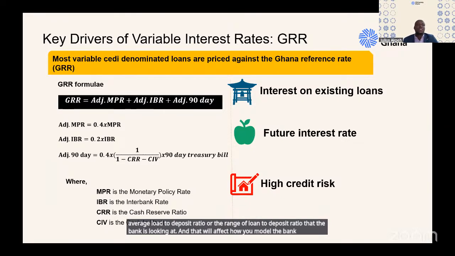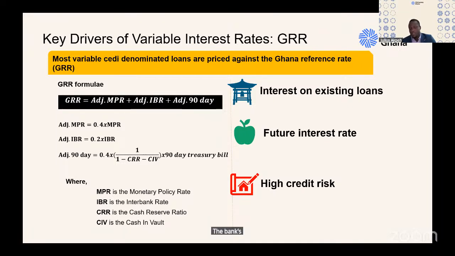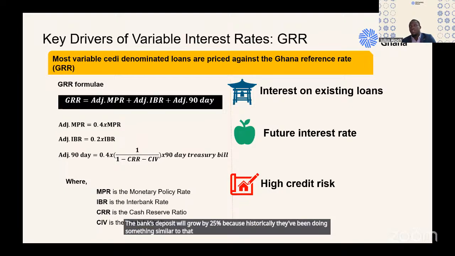So you cannot just say that you're going to model that the bank's deposit will grow by 25% because historically they've been doing something similar to that, or maybe each peer group has been doing something similar to that. So we're going to have that. And when we have something around 25%, then we are going to increase loans, or we are going to increase investment securities, or we are going to do this, we are going to do that.